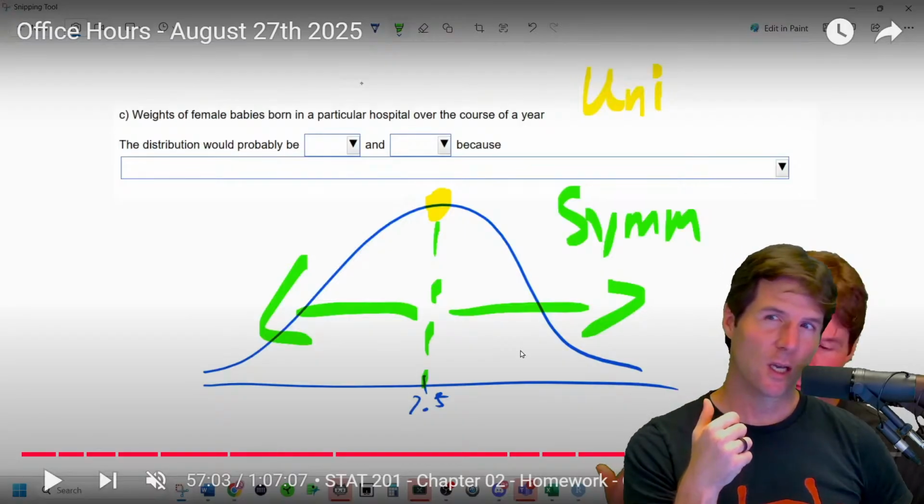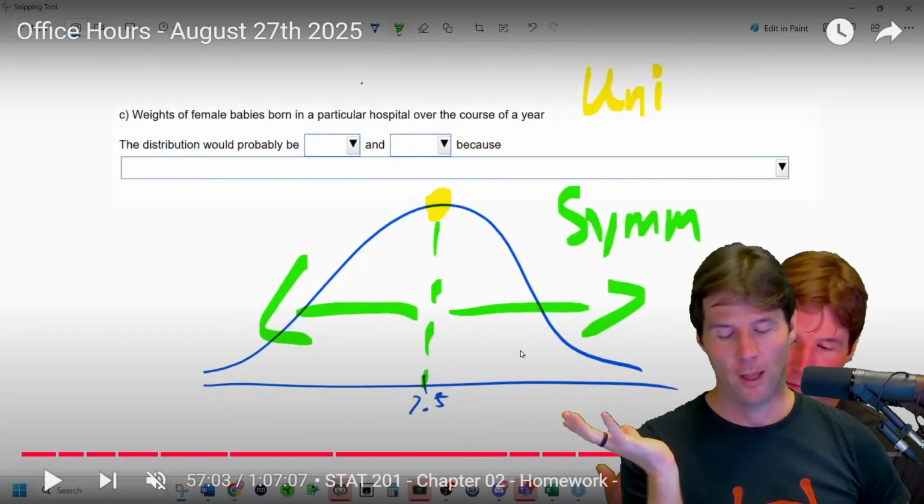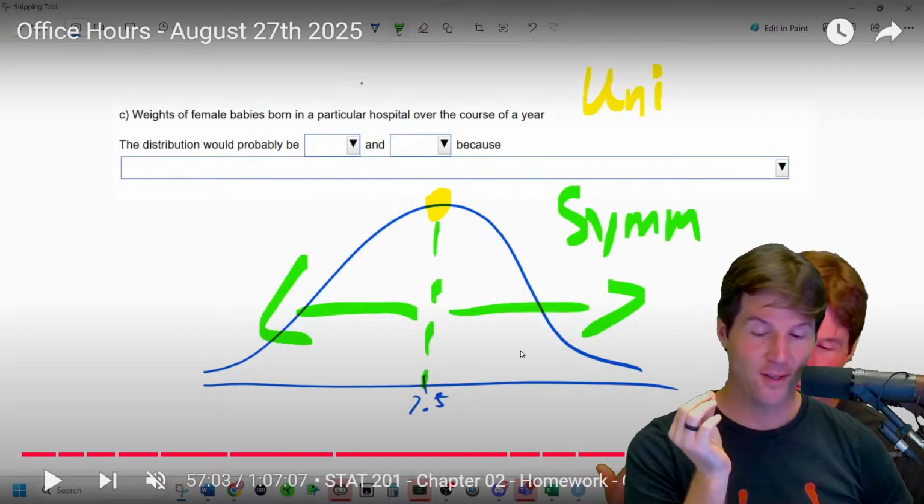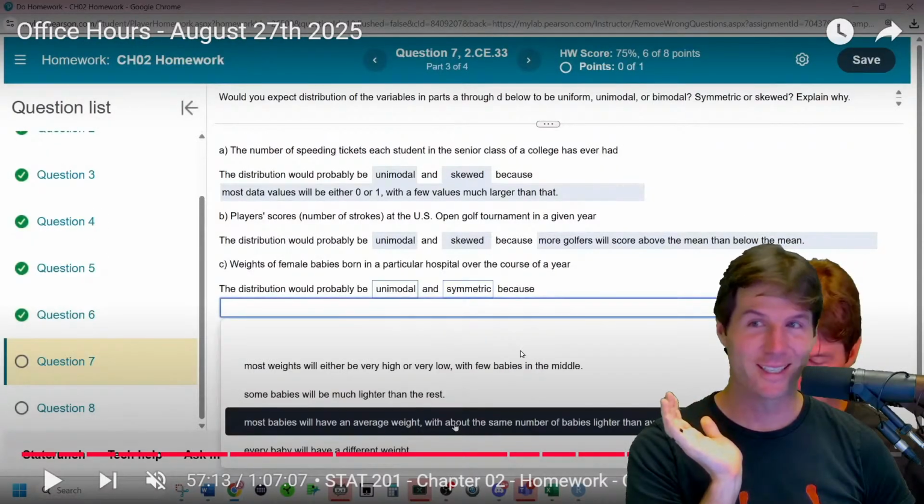Unimodal symmetric. Some babies weigh a little bit more. Some weigh a little bit less. A lot are falling asleep. Is around 7.5. Don't worry, it's not you, it's me.